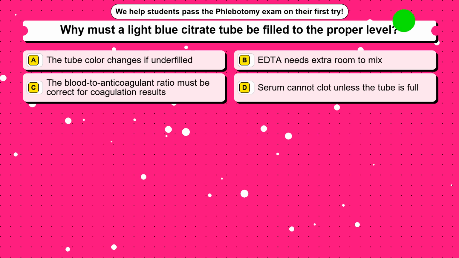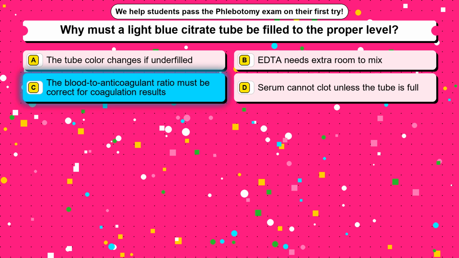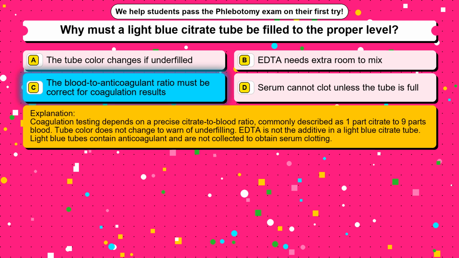Question 63. Why must a light blue citrate tube be filled to the proper level? Option A, the tube color changes if underfilled. Option B, EDTA needs extra room to mix. Option C, the blood to anticoagulant ratio must be correct for coagulation results. Option D, serum cannot clot unless the tube is full. The correct answer is option C. The blood to anticoagulant ratio must be correct for coagulation results. Coagulation testing depends on a precise citrate to blood ratio, commonly described as 1 part citrate to 9 parts blood.